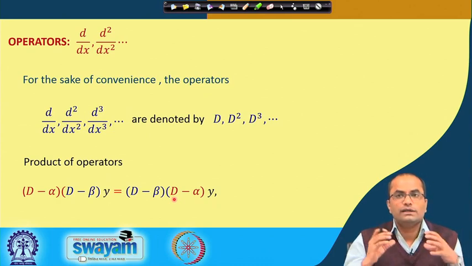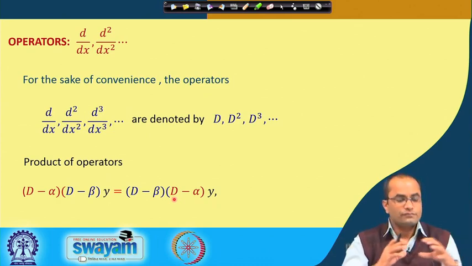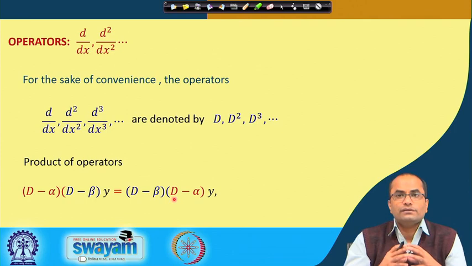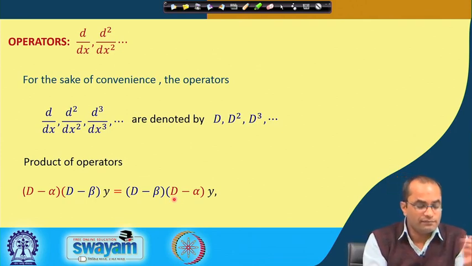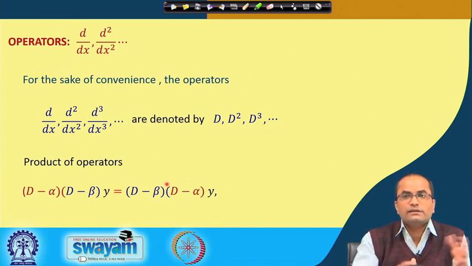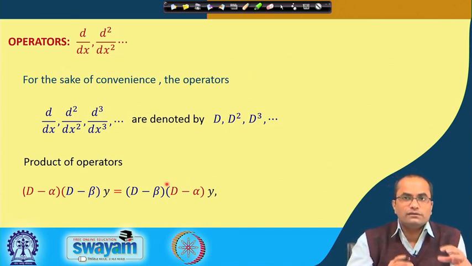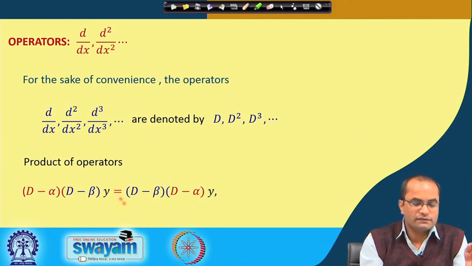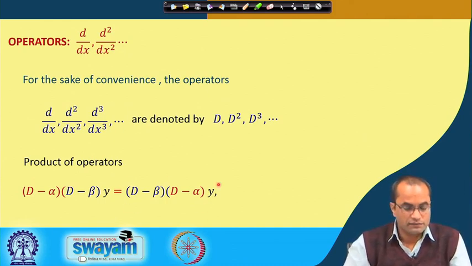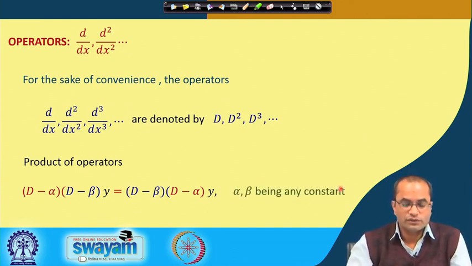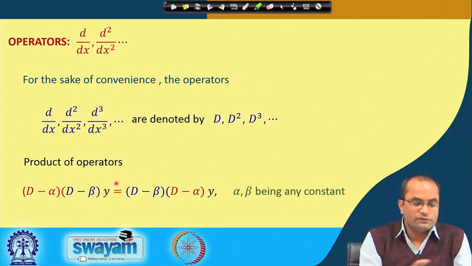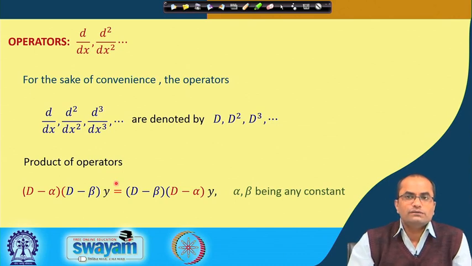So, here we will see that this product of operators is the same whether we first apply D minus beta or D minus alpha, it does not matter. The value of the left hand side and the right hand side are the same, for any constants alpha and beta. This is a very important fact which will be used in the following lectures to discuss the solution of differential equations.